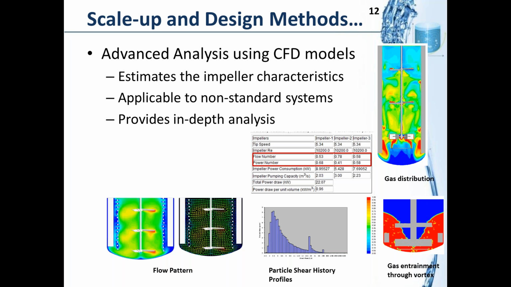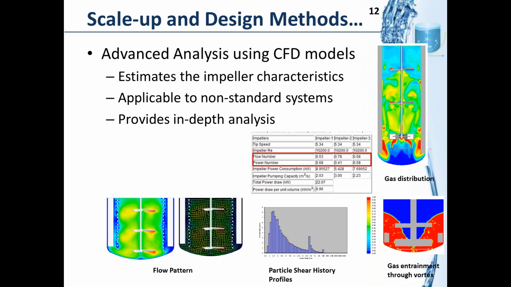So let's look at computational models, what they give us. We can estimate the impeller characteristic using a computational model. That means you can estimate impeller power number and flow number. Once the simulation is performed, the forces or torque on the impeller can be extracted from the simulation data to calculate the impeller flow number and impeller power number.